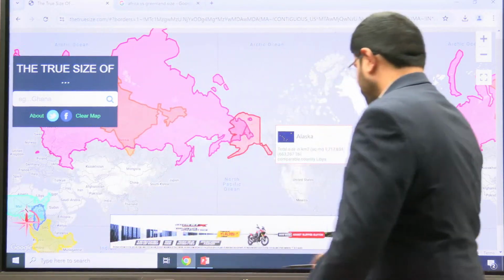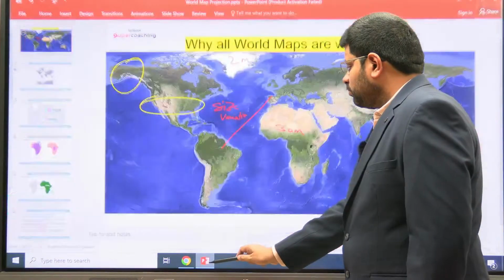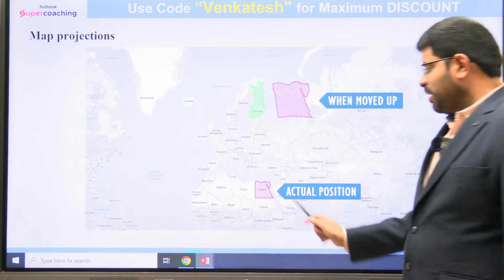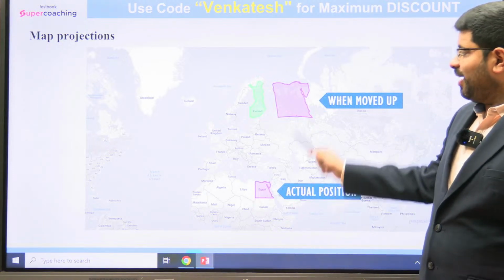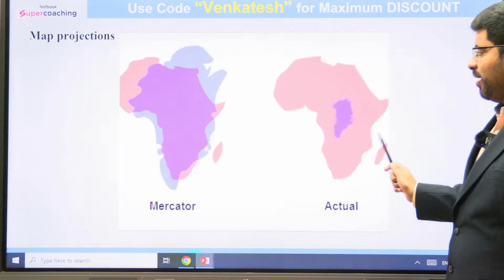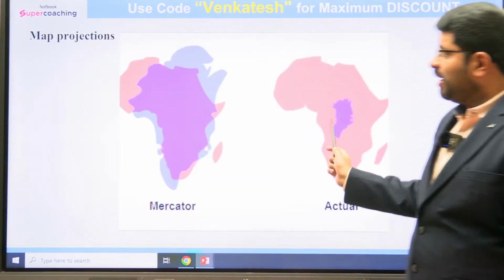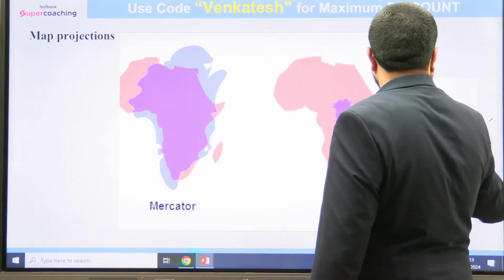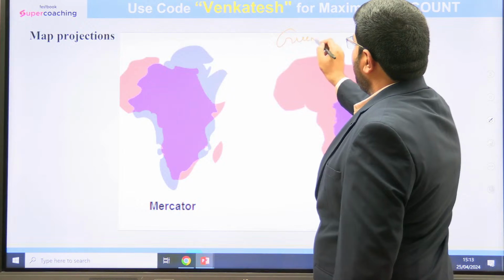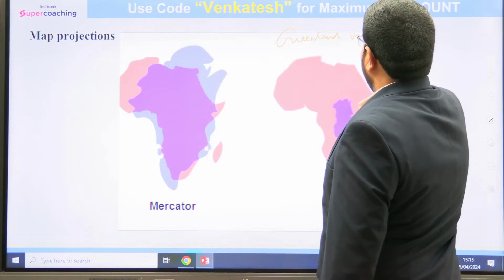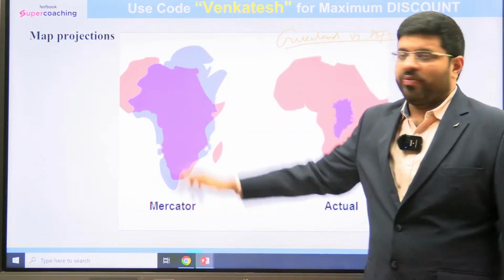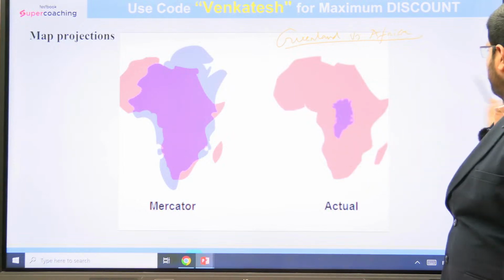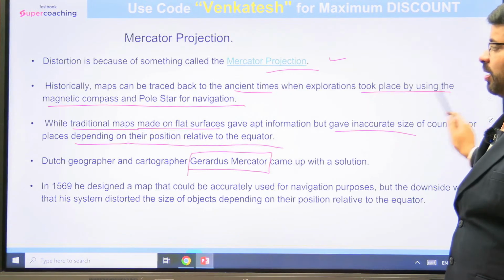Okay, right. Then what about the other things? I am showing you the same thing here. You see Egypt, look at the actual position here and look at the actual position here. It becomes very big. Look at Greenland and Africa. Greenland versus Africa. Once you go by the Mercator position, both look the same. If you go by the actual size, this is the variation. Then you see here, this is the observation.